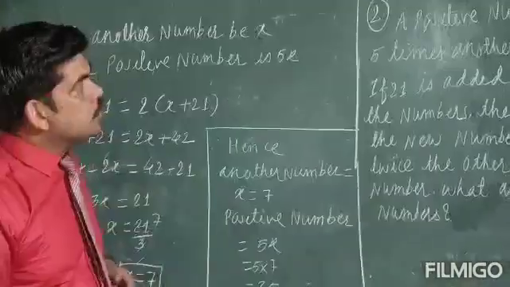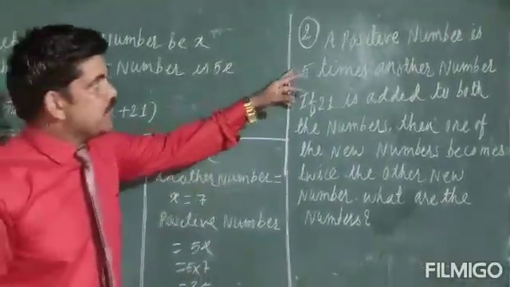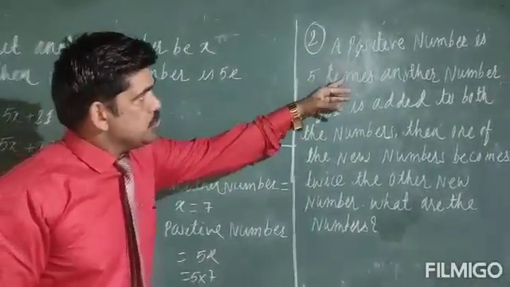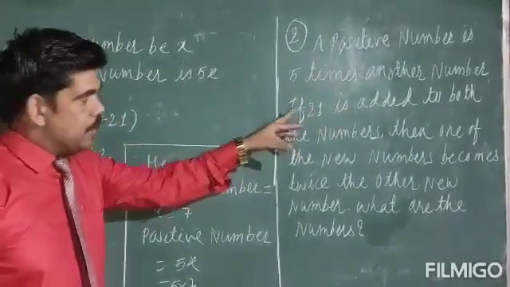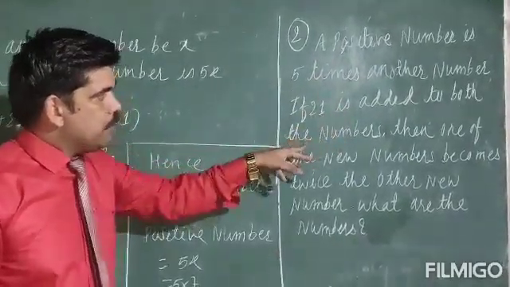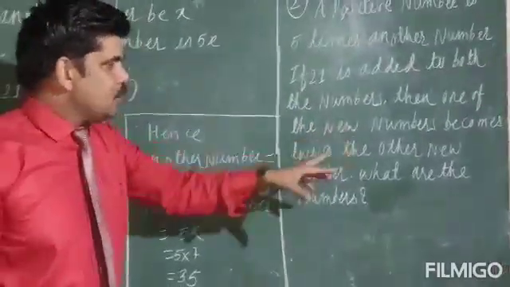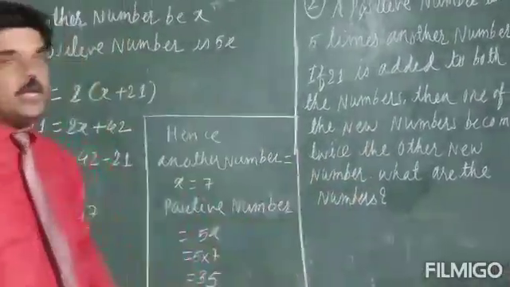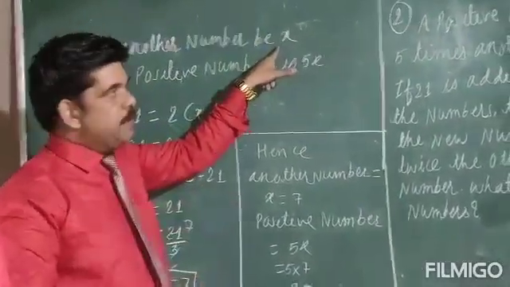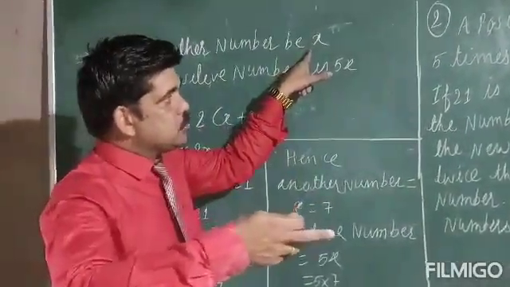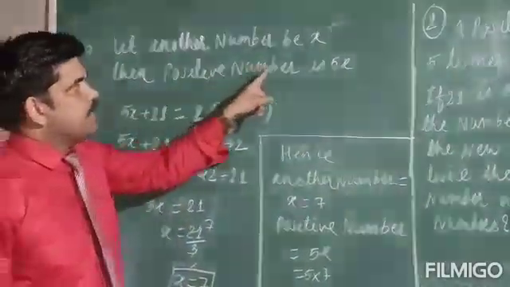Okay. Now the second question from exercise 2.4. The second question is: a positive number is 5 times another number. If 21 is added to both the numbers, then one of the new numbers becomes twice the other new number. What are the numbers? Okay, now see step by step. Let the other number be x. So we are considering the other number is x. Then the positive number is 5 times that number. So therefore the positive number is 5x.